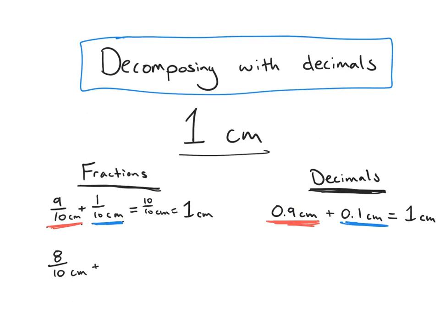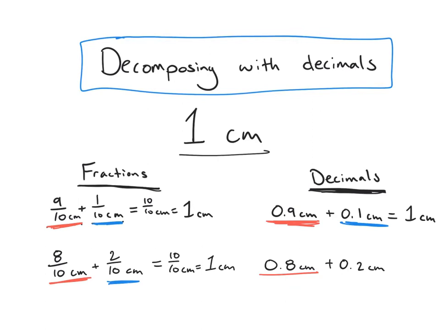And if you think, how many more tenths do I need to add up to 1? You'd say, well, I need 2 more tenths of a centimeter. And that's going to give me 10/10, which is equal to 1 centimeter. And now I'm just going to represent these two fractions as decimals. So here I go. 0.8 centimeters, or 8/10 of a centimeter, plus 0.2 centimeters, or 2/10 of a centimeter, and that equals 1 centimeter.